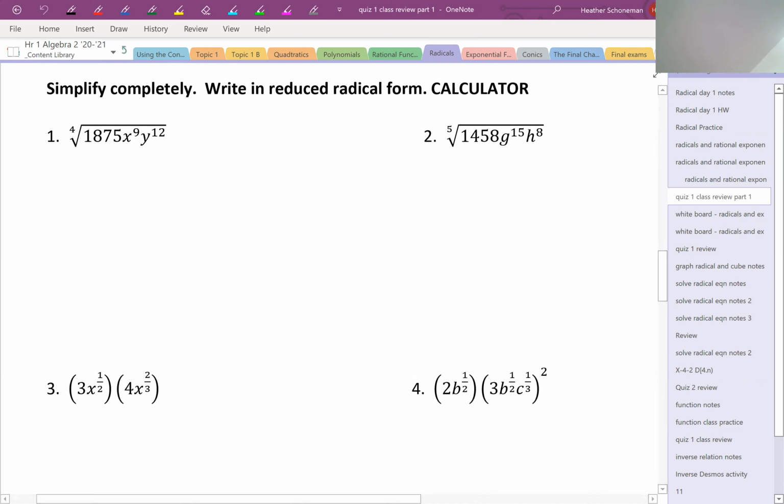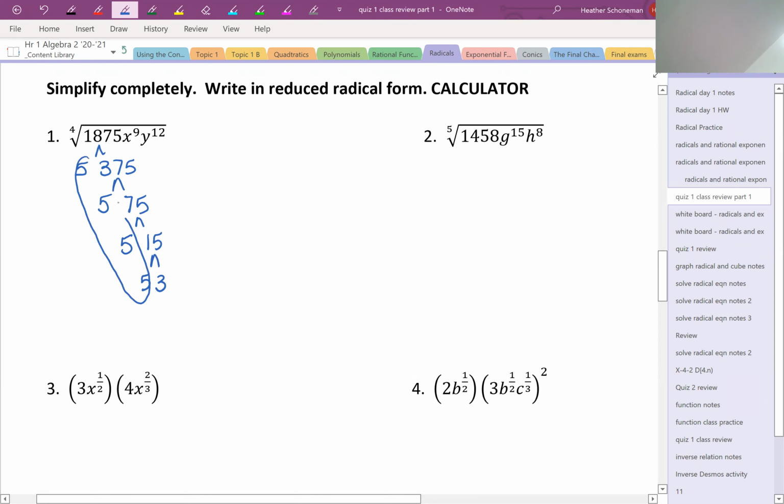Okay, so for number one, we have to take the fourth root, and we're taking the fourth root. That means we need to look for groups of 4. And we know, so we're going to have to make a factor tree. We know that's not divisible by 2, but certainly seems like it should be divisible by 5. So when I do that, I get 5 and 375. Divide by 5, I get 5 and 75, 5 and 15, and then 5 and 3. Sure, there's other ways to break them up, but your numbers at the end should be the same.